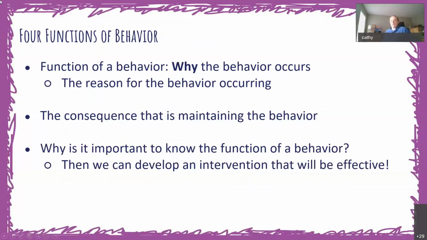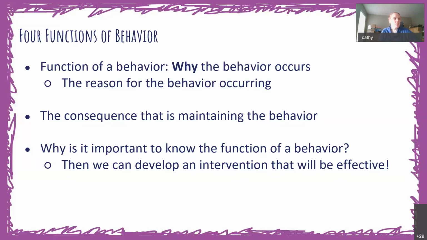The function of a behavior is why it's occurring. So why is my child or a young adult or an adult engaging in aggression? Why are they engaging in crying? Why are they engaging in elopement? We want to know what's happening, what consequences are occurring that are maintaining that behavior in the environment, so that we can modify those and identify an effective intervention that's going to reduce the probability of those continuing to occur.